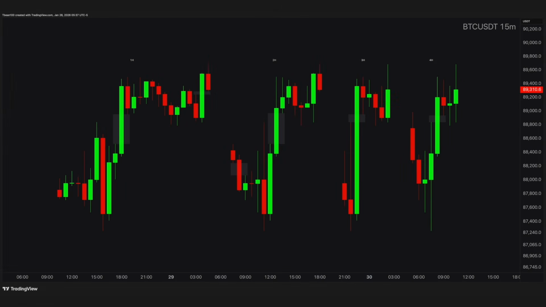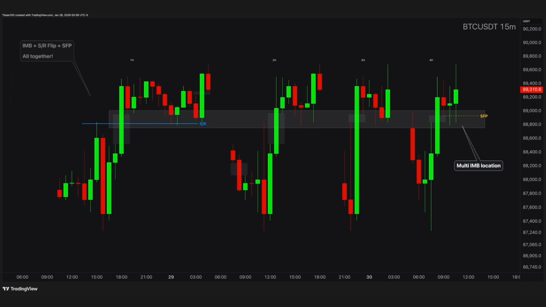Let's talk about how to take the perfect loss using A++ setups in real trading situations. Sometimes it is completely okay and even necessary to take a loss in the markets. When you look at this Bitcoin chart, we have this really clean and impressive multi-imbalance area forming. On top of that, we also have a clear swing support and resistance flip pattern showing up. And at the same time, there was a very clean swing failure pattern that developed right here.